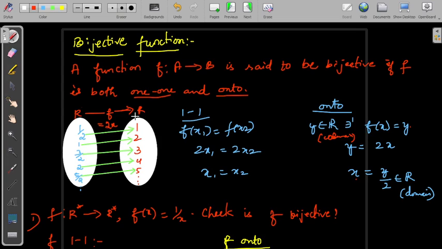So if n of A equal to m and n of B equal to m, in that case the total number of bijective functions is given by m factorial, that is mPm, which is nothing but m factorial.